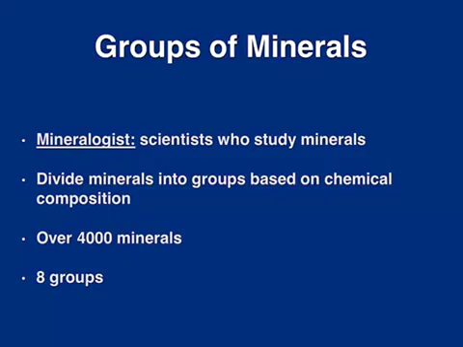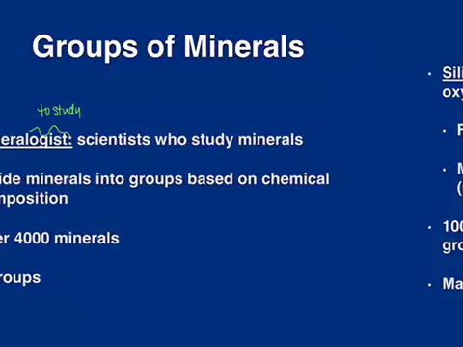Now that we've briefly looked at how to identify a mineral and how minerals are classified, we are going to look at different groups of minerals because we need to organize them. Scientists like to organize. And scientists who study minerals are called mineralogists. So remember, ologist means to study. And so a mineralogist studies minerals. They divide the minerals into groups based on their chemical composition. And there are over 4,000 minerals on Earth, and they're divided into 8 groups.